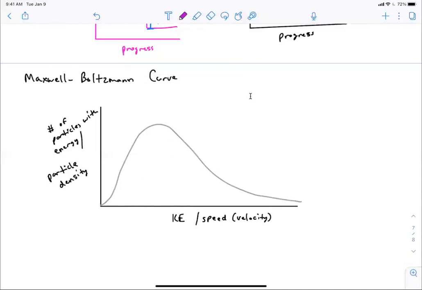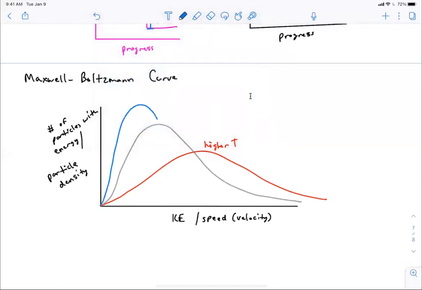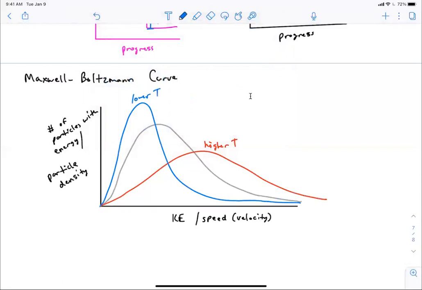And as you heat it up, the curve stretches out, and as you cool it down, the width gets more narrow and the peak gets taller. And the key thing here is, when you sketch these graphs, that the peak shifts and the height of the peak shifts as well.